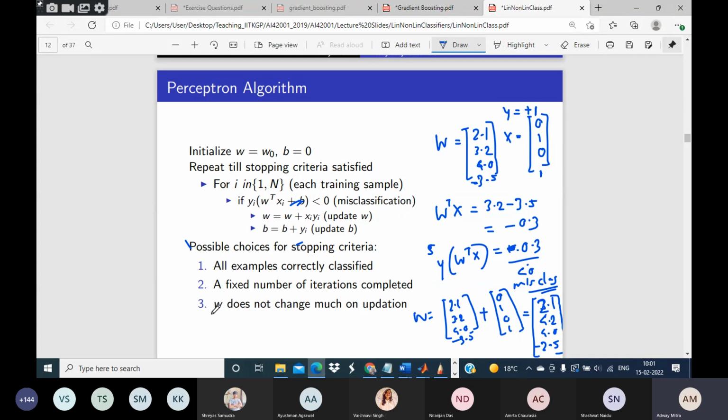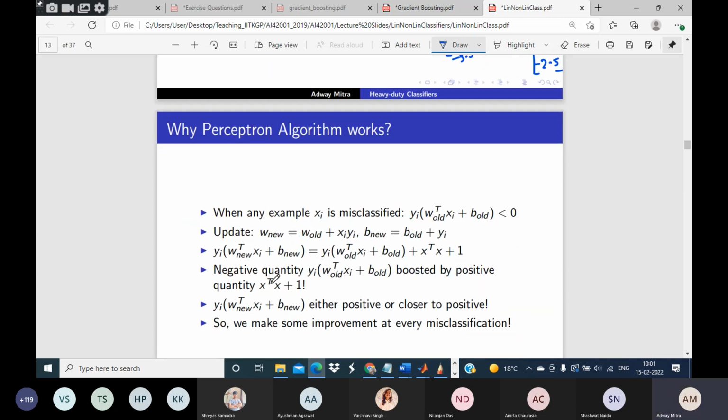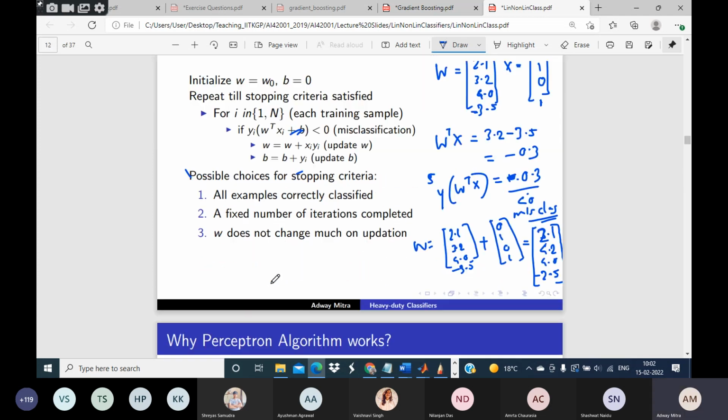Or you may observe that W has converged. That is, at every mistake you are updating W, but W has become such that these updates do not change W much. Suppose the values of W have become so high, say in the order of 10,000 or something, that adding these small numbers which are in the features does not make any difference. That also can happen. So if any of these criteria are satisfied, then you can stop the perceptron algorithm. So that's the perceptron algorithm.